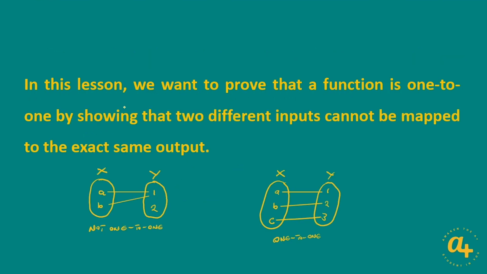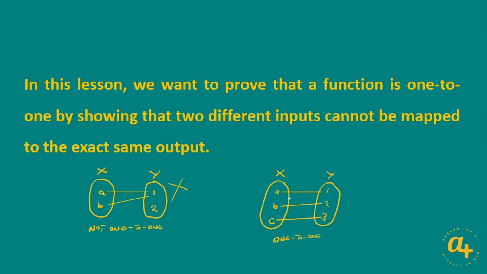In this lesson, we want to prove that a function is one-to-one by showing that two different inputs cannot be mapped to the exact same output. What do we mean by this? We want to show that the input A and the input B cannot be mapped to the exact same output, 1 in the range. In other words, we want to ensure that whatever is going on in this arrow diagram here to the left does not happen. So we do not want this to happen.